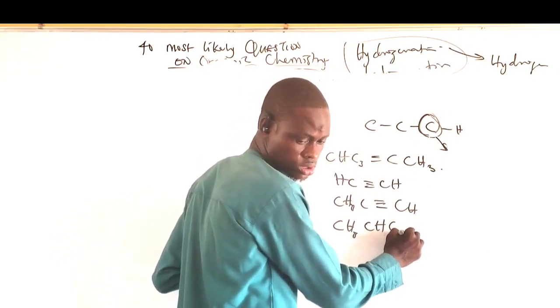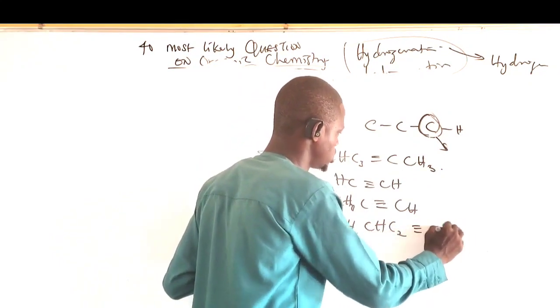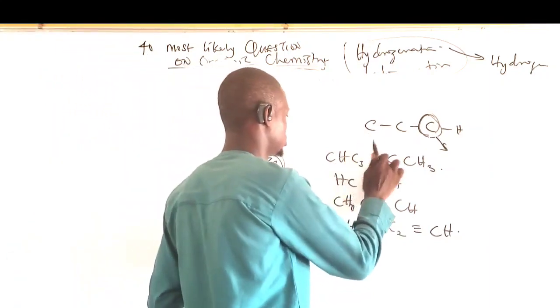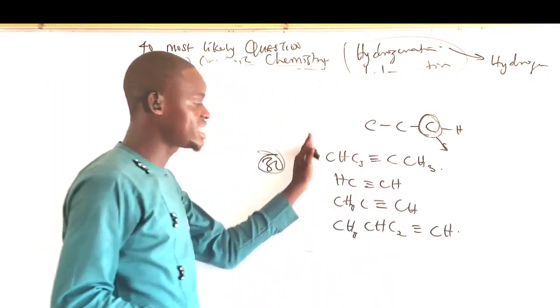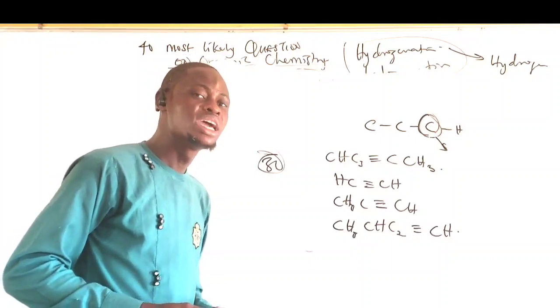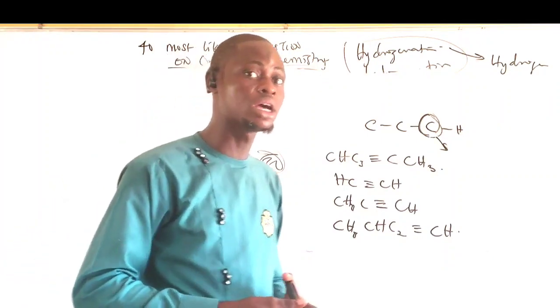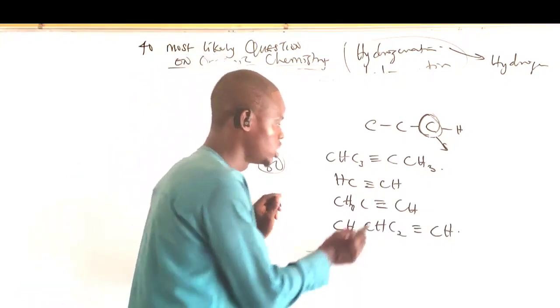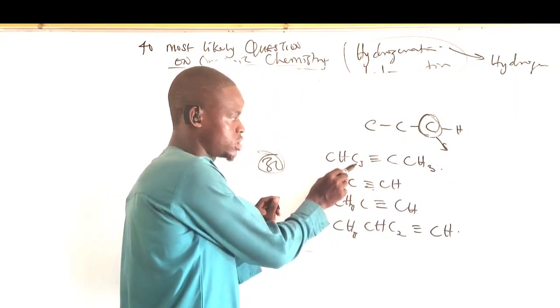CH2 triple bond CH. Which of them will not give this triple bond? All of them are ethane, but which of them will not give a precipitate with ammoniacal silver nitrate? It is very easy. First of all, let's take a look at option A.